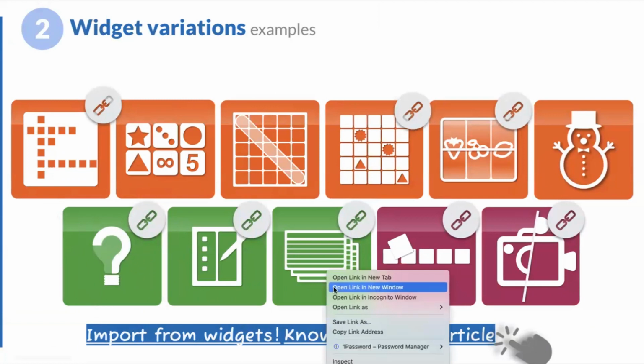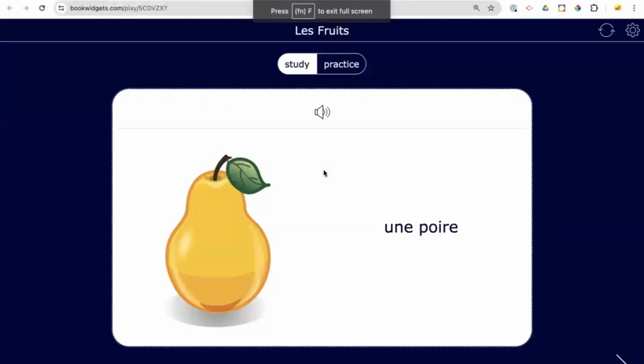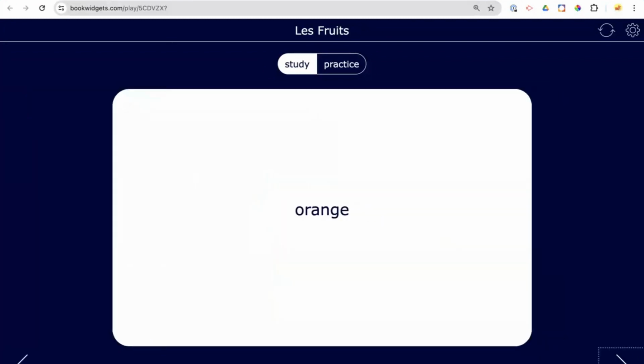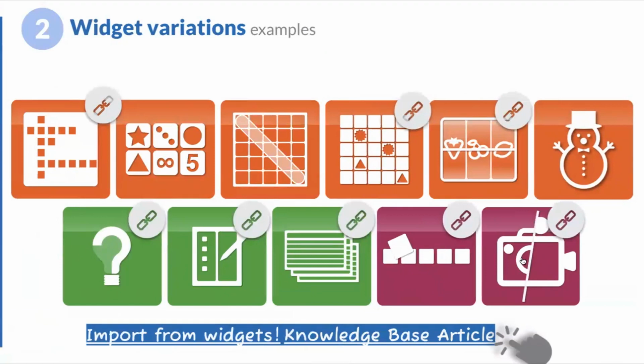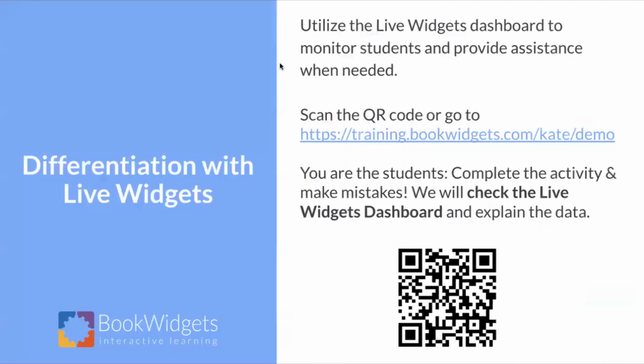I haven't shown you flashcards at all. I love flashcards because you can use them with audio and images. Une poire. So you can have the audio also within flashcards. Tip tiles, and I already showed you a hotspot image. So again, lots of ways that you can differentiate through widget variations.